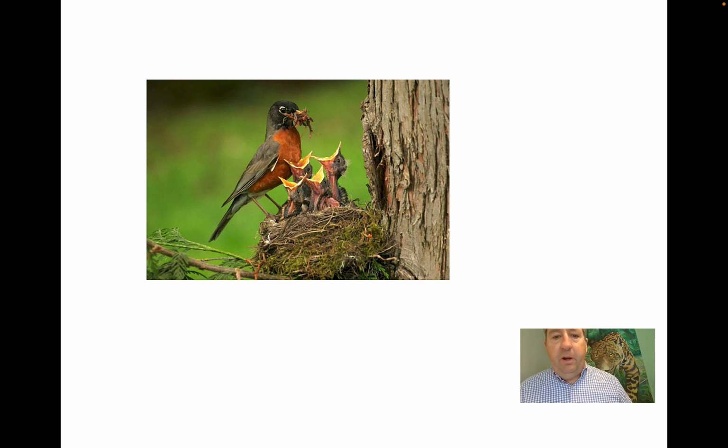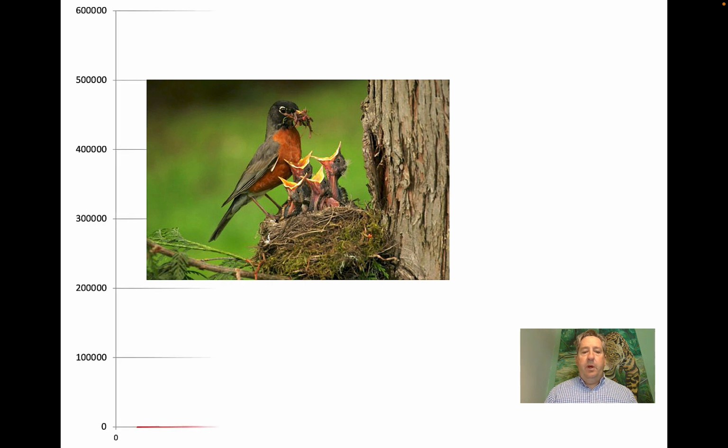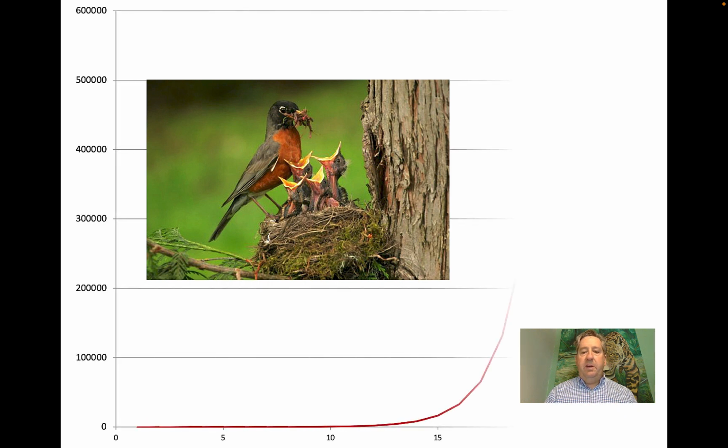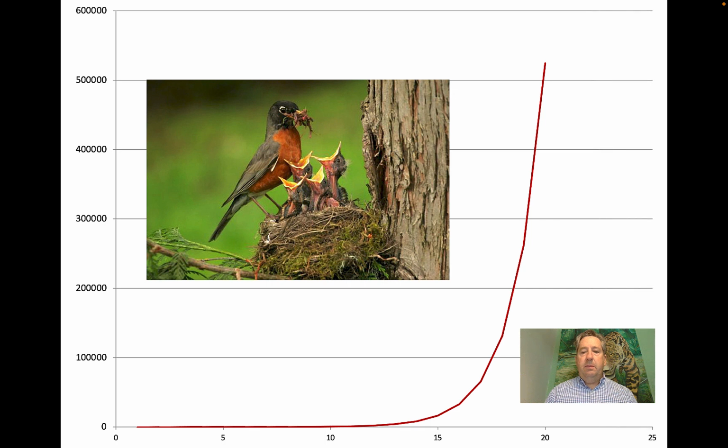So here we have the American robin, a bird that we all know. They will have 4 to 5 young per year, per brood, and then 2 broods a year, so up to 10 offspring per year per pair. Now, if we start with a single pair of American robins and look at what happens over time, within 25 years, you'll have a population exceeding 1 million birds just from that original pair.